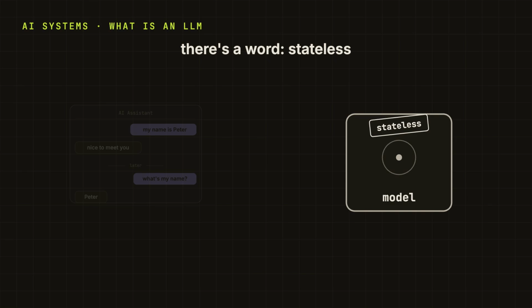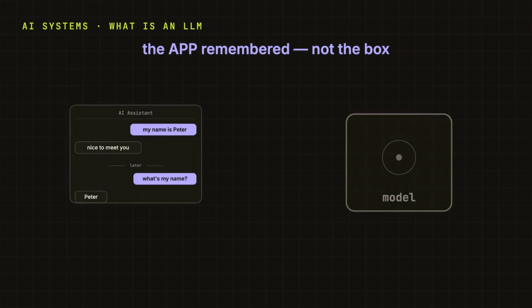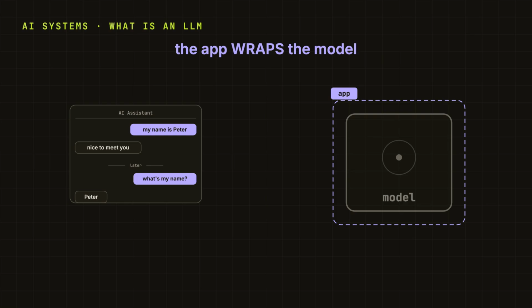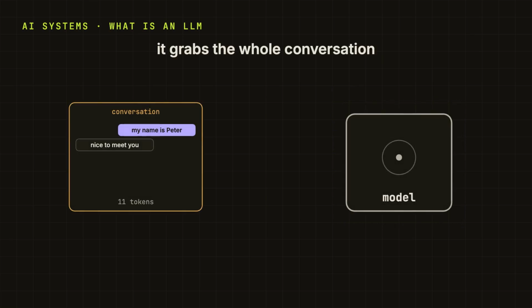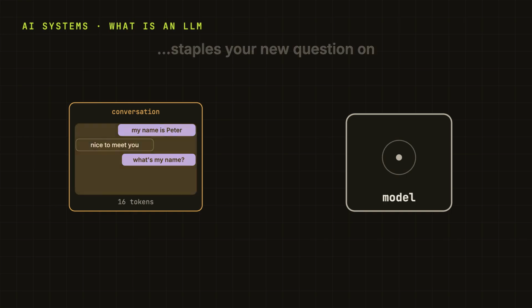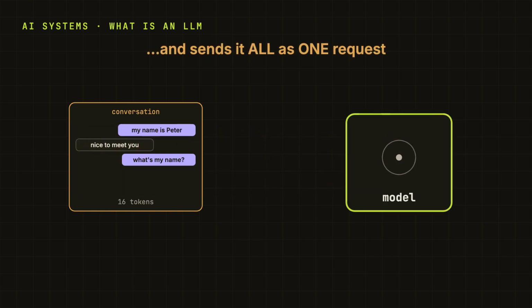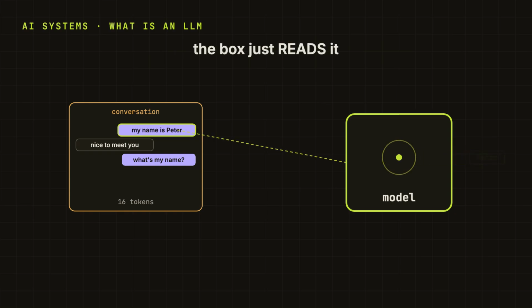So, if it remembers nothing at all, how on earth did it say Peter? Here is the trick, and it's almost embarrassingly simple. It didn't remember, the app remembered, the ChatGPT app, the wrapper around the model. Every time you send a new message, the app quietly grabs the entire conversation so far. Everything you said, everything it said, staples your new question onto the end, and sends the whole pile to the model as one big blank slate request. So when I ask, what's my name? The model isn't recalling anything. It's just reading a transcript that says, my name is Peter, sitting right there in it, a few lines up. It's not memory. It's rereading the whole script every single time.